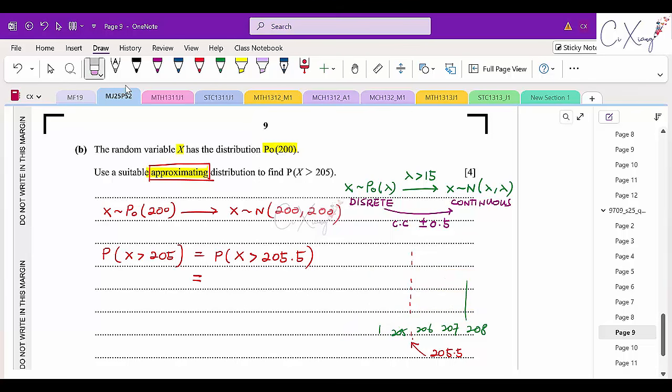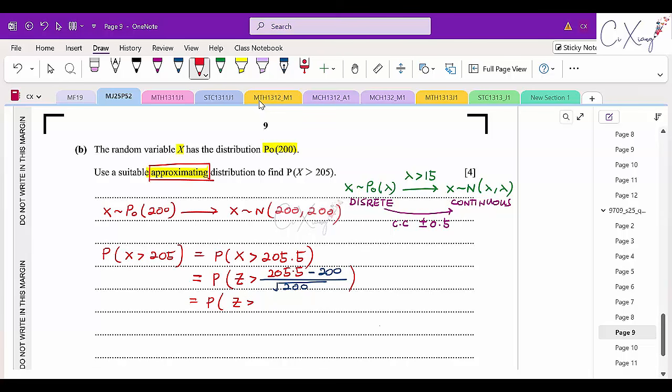After you apply the continuity correction, you now have a normal distribution for X. To calculate the probability, of course, you have to standardize it to become Z. How to standardize it? Please make sure that you show X minus the mean, which is 200, divided by the standard deviation, which is the square root of 200. Calculate the value for Z up to 3 decimal places. It should be 0.389.